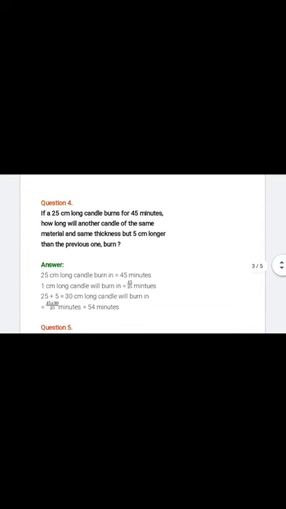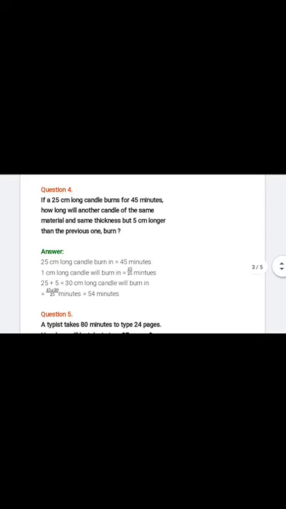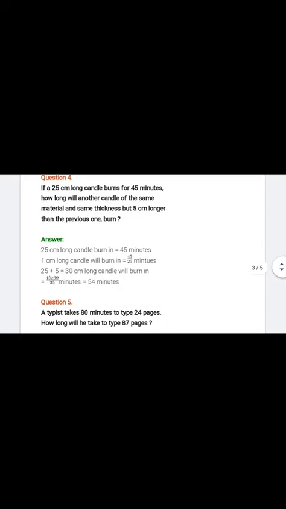Now we will see question number 4. If a 25 centimeter long candle burns for 45 minutes, how long will another candle of the same material and same thickness, but 5 centimeter longer than the previous one, burn? So see the answer then.